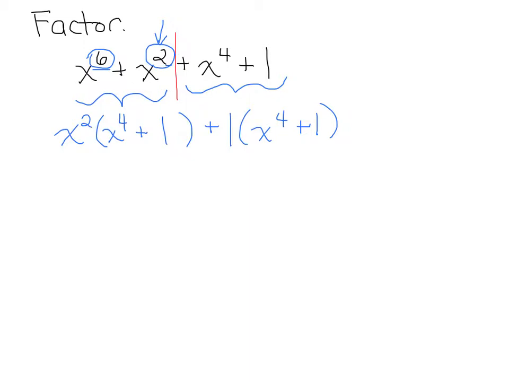Now let's write what we have in parentheses. And then I like to cross these out so I can clearly see what's left. What's left is x squared plus 1.